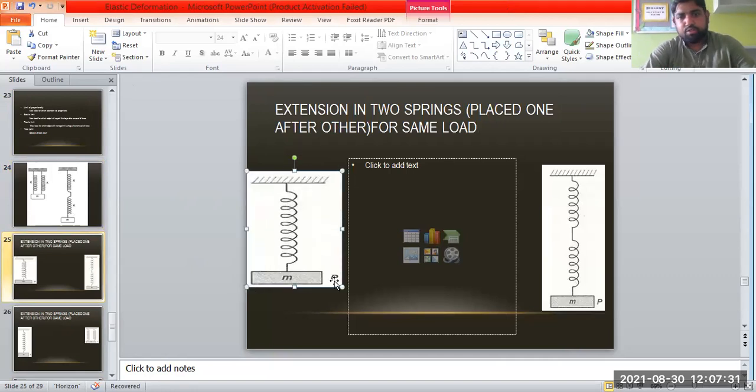On the left you can see one mass is attached to one spring, which is then further suspended from a ceiling or some suspension point. And here we have attached two springs. So when we have attached two springs and the mass is the same, it means basically we have considered a longer wire.